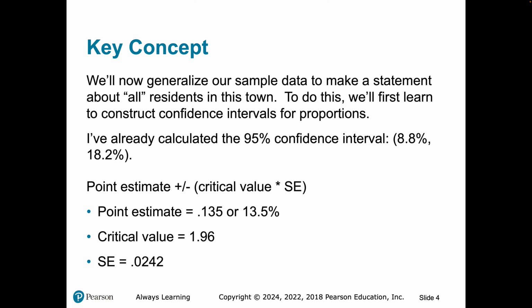But in general, a confidence interval is your point estimate. That's what we get from our sample, plus or minus something we call a critical value times the standard error. For this problem, our point estimate is 0.135, 27 divided by 200. Our critical value, a little bit more about that later, is 1.96, and our standard error is 0.0242. Again, I've already calculated the standard error.